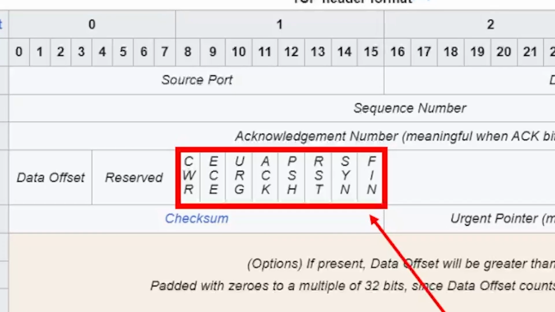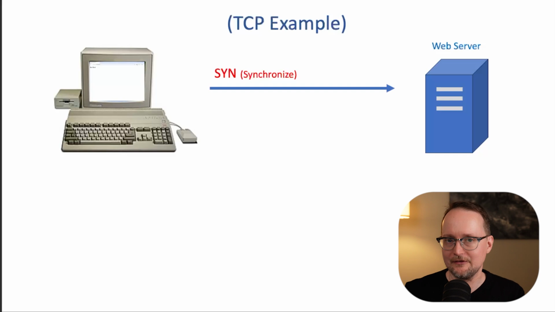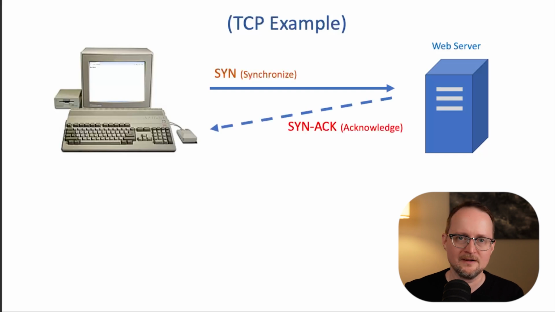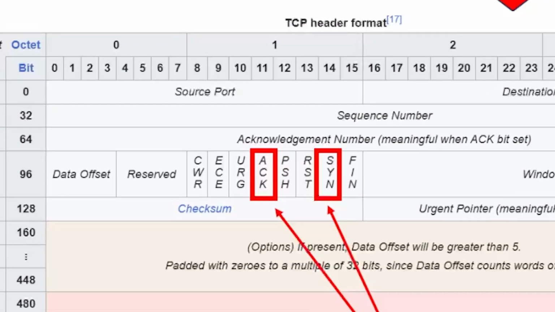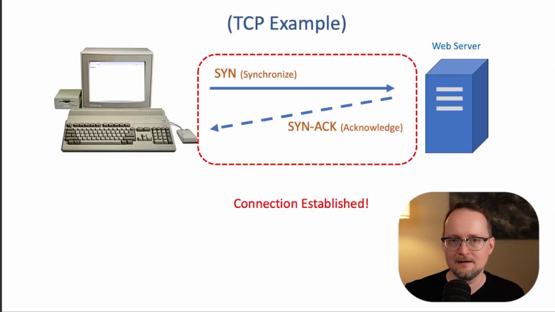Here's an example. For TCP, we first had to establish a connection with our web server, and this is accomplished by setting the state flag in our TCP segment to SYN, which is short for synchronize. The server then responds back with the state flag set to SYN and ACK. Looking back at the TCP segment, this is where the SYN and ACK flags would be set in the response. And at this point, we've established a TCP connection between our client and our server.